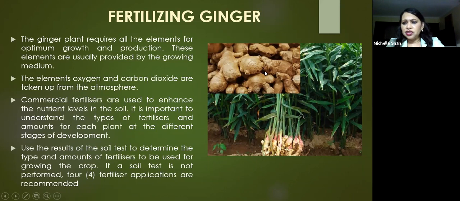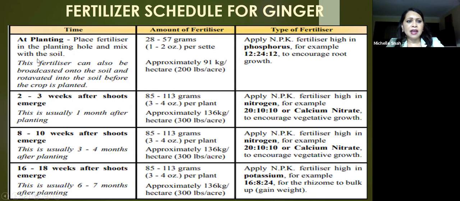So we see the ginger grown in the field here again. This is a schedule for the application of fertilizers, and we see it being applied at different stages at 2 to 3 weeks after shoots emerge. That is after the planting stage. Then we have at 8 to 10 weeks after shoots emerge and 16 to 18 weeks after shoots emerge. So these are four different times in which the fertilizers are applied.